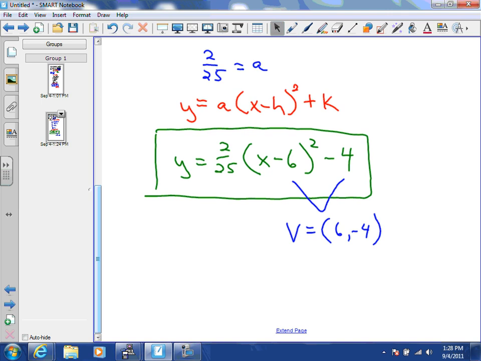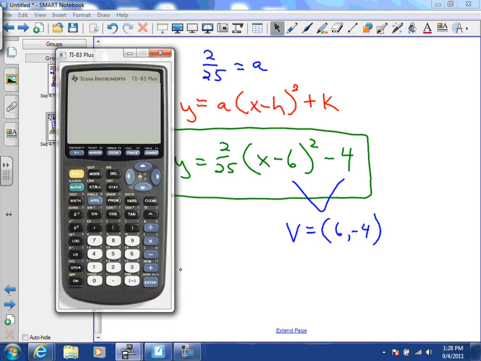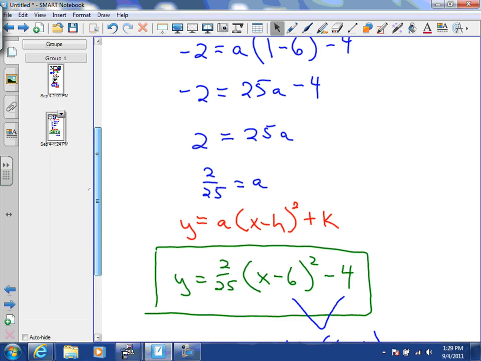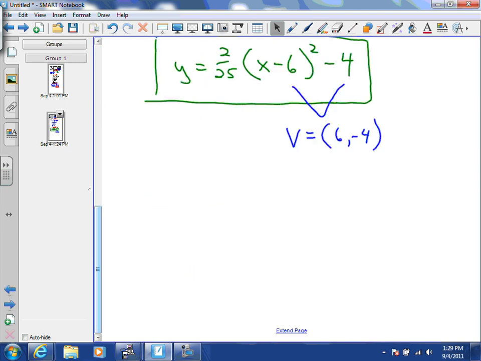Okay, now we have to verify that it passes through 1 comma negative 2. We use the calculator. Easiest way to do it. I suppose we could plug in x equals 1 and see that we get negative 2 for an answer. That would also work. But we live in the age of technology, so let's do it this way. 2 25ths times the x minus 6 squared minus 4. Okay. What's the math? There's 1 comma negative 2. That's what it was supposed to go through.